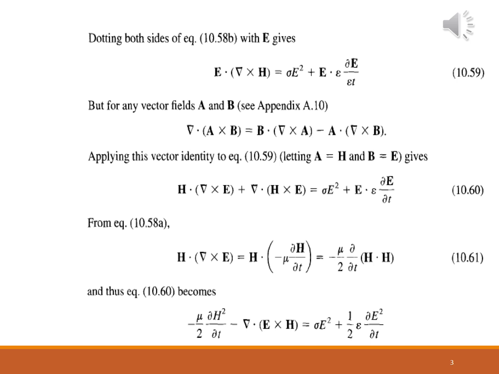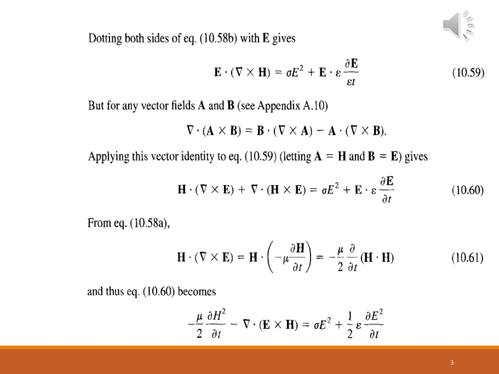We are applying this identity by substituting the vector A. Suppose I take my vector field A as H and the vector field B as E. When you substitute that into this identity and apply it to equation 10.59, what I'm going to get is H dot del cross E plus del dot H cross E is equal to this right hand side.